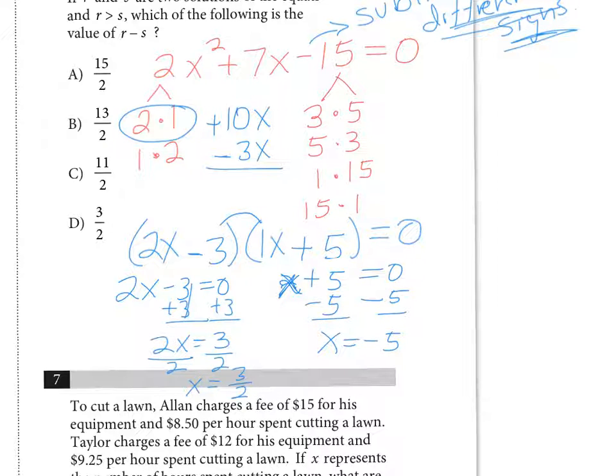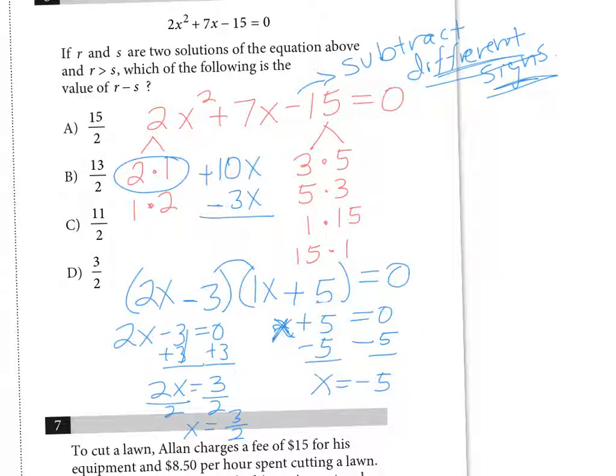Now I go back to the problem and it says r is supposed to be the biggest of the two. S is the smallest. So which is the biggest of these two? Isn't 3 halves positive bigger than negative 5? Right? Okay, so then r is supposed to be 3 halves. So I'm going to go ahead and follow this. R minus S is going to be 3 halves minus negative 5.